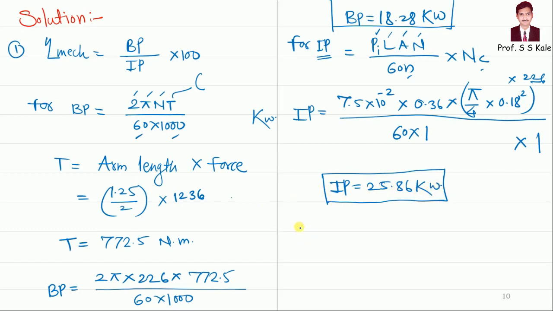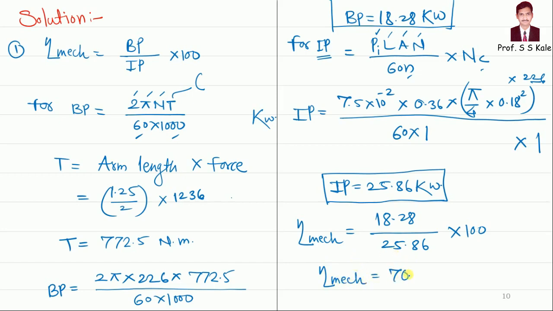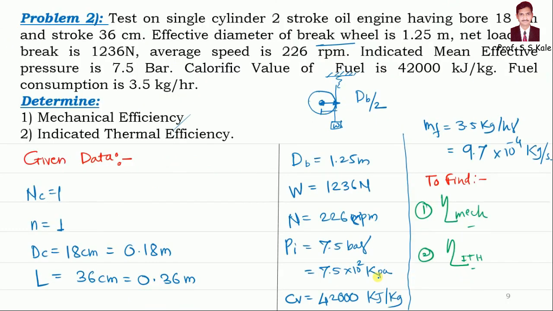Now I can determine mechanical efficiency. How can we determine mechanical efficiency? Mechanical efficiency is brake power divided by indicated power. Brake power is 18.28 kilowatt divided by indicated power 25.86 into 100. So what is the mechanical efficiency? It comes to be 70.6%. That's the mechanical efficiency. So we have determined the first unknown which is asked, that is mechanical efficiency.